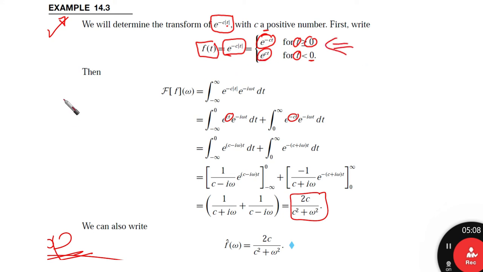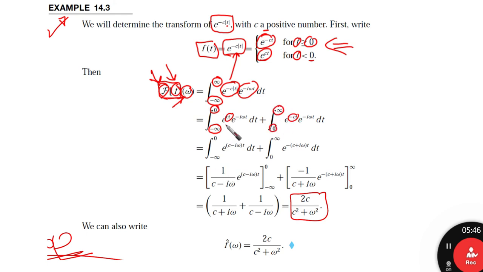Now we're going to take the Fourier transform. This means that the Fourier transform of our main function, with respect to another variable called omega, which is the frequency, equals the integration, as we said from the definition, from minus infinity to infinity, of the function itself times e raised to minus i omega t dt. In this case we can split our integration into two parts, from minus infinity to 0 and from 0 to infinity, right?